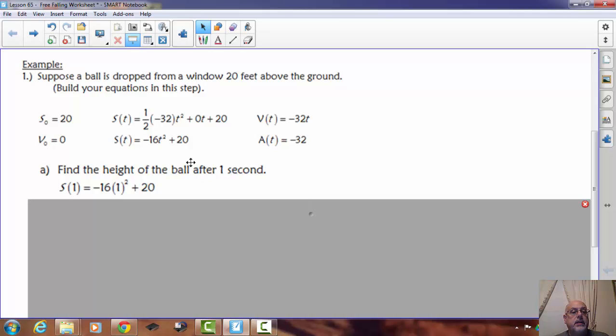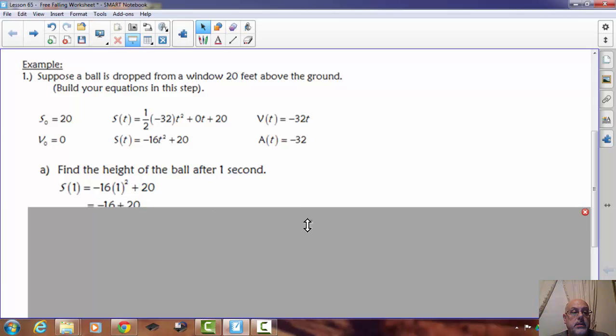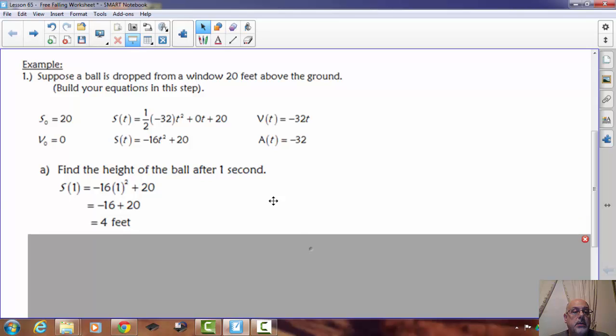So negative 16, which is 1/2 times negative 32. Okay, that's where that came from, by the way. Times 1 plus 20, so negative 16 plus 20. So after 1 second, the ball is 4 feet high.